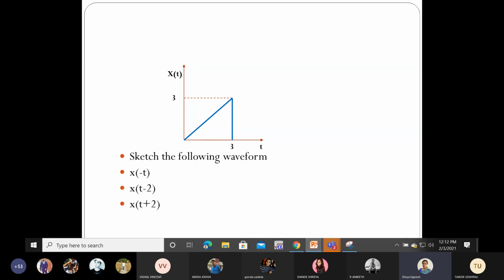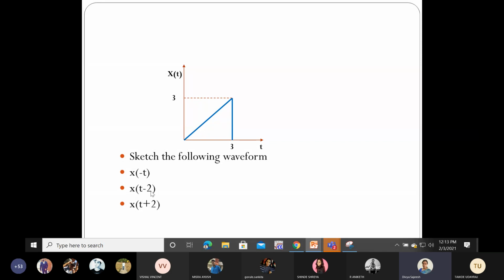Okay. Now sketch the following waveform. This is a signal given, x of t, whose amplitude is 3, and in the time axis the limit of the signal is 3. Okay. Now you have to sketch the following waveforms: x of minus t, x of t minus 2, x of t plus 2. Okay, so x of minus t is the reflection of the signal. You have to do the reflection.